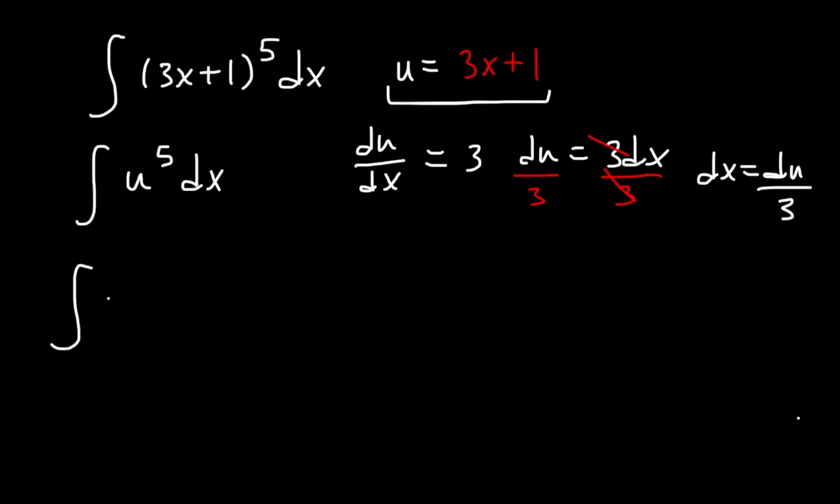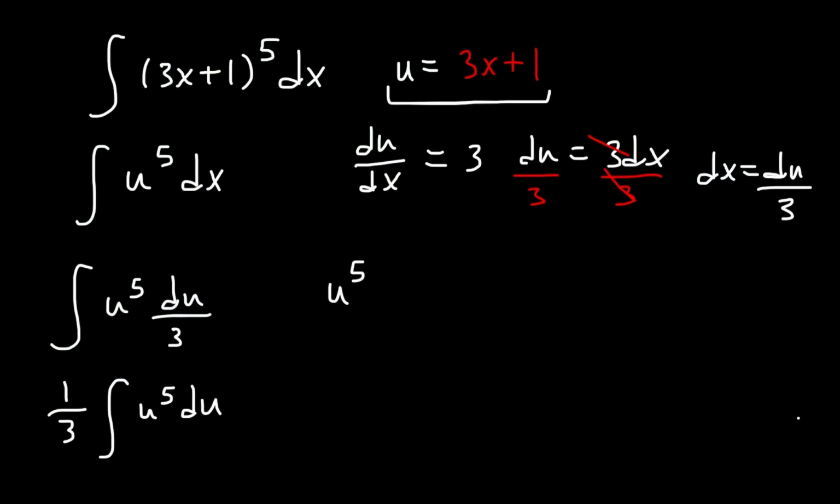So now we have the integral of u raised to the power of 5 times du over 3. And now I'll just move this constant to the front. So we have 1/3 of the integral of u to the 5 du. Now I can integrate with respect to u. So using the power rule, for u raised to the 5, I'm going to add 1 to the exponent on top, and on the bottom I'll divide by the exponent after adding 1 to it.